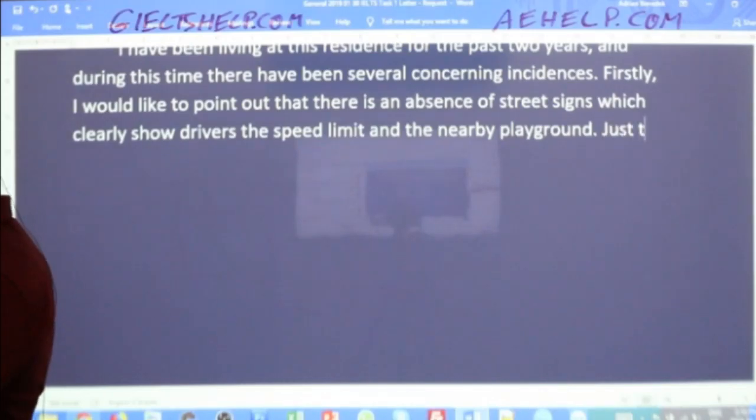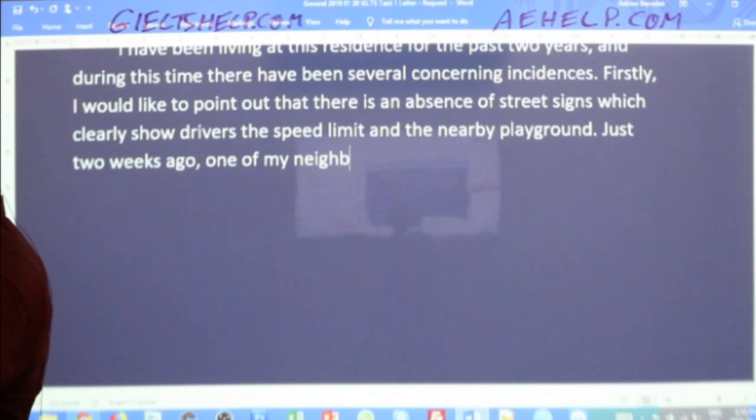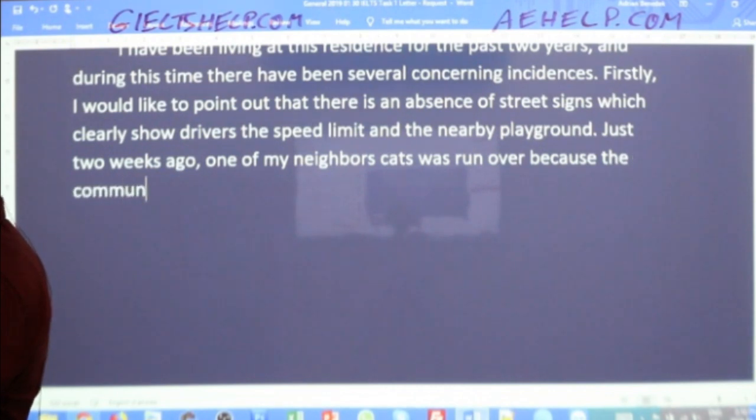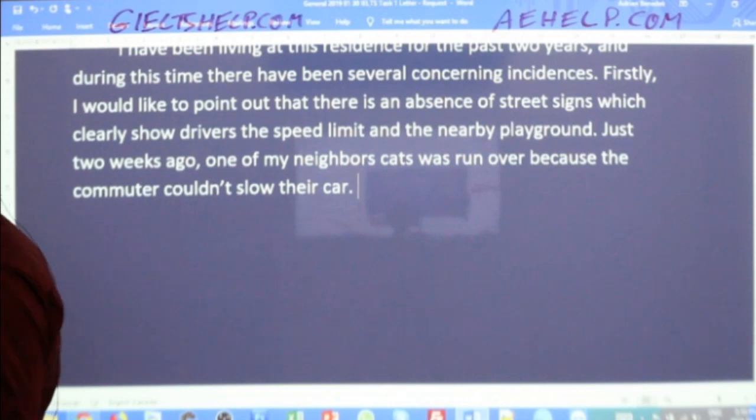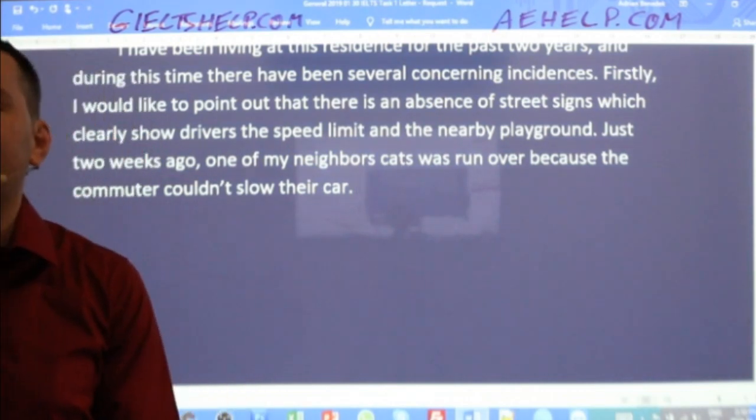Just 2 weeks ago, one of my neighbor's cats was run over because the commuter couldn't slow their car. Okay, so something like that.